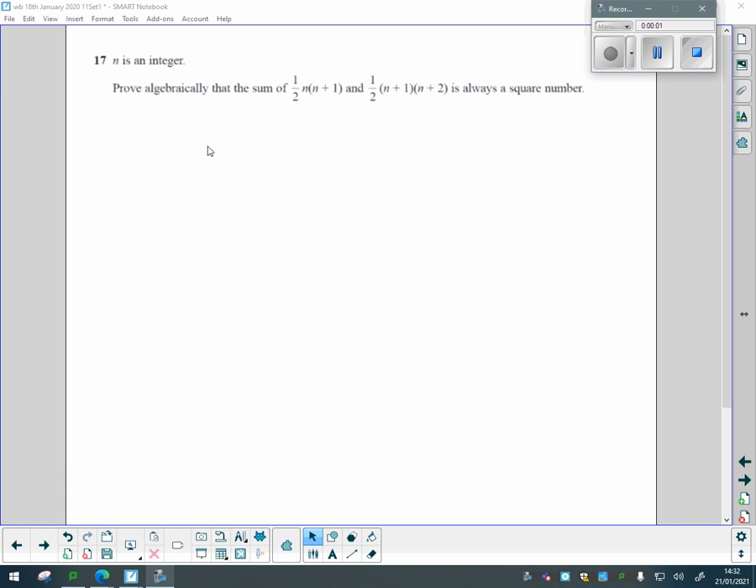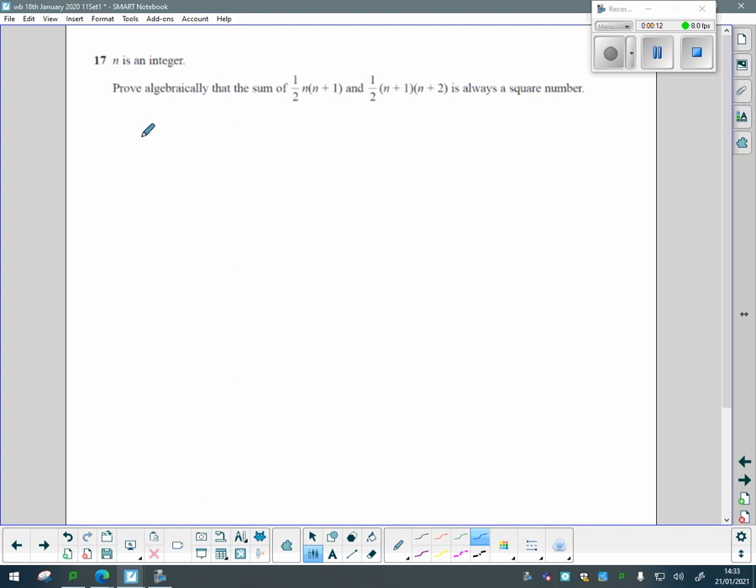Here we have a question on algebraic proof. So what we need to do is we need to expand both of these expressions. So we'll start off by expanding a half n plus 1. I'll use capital N, so just a little bit easier to see.